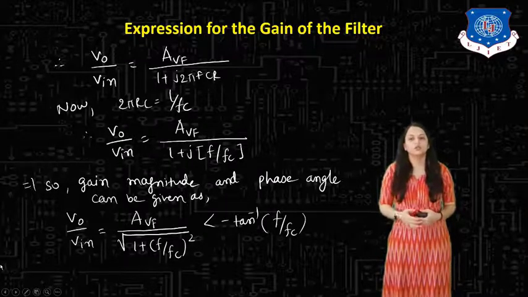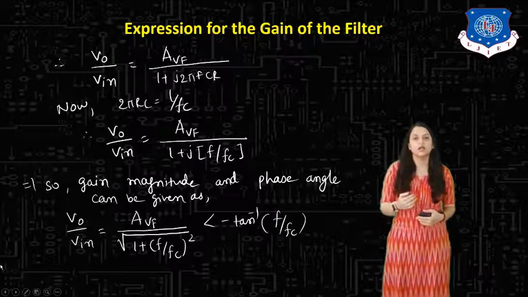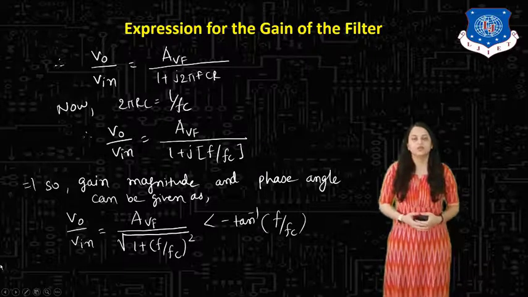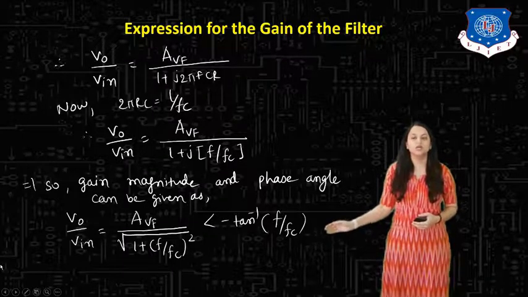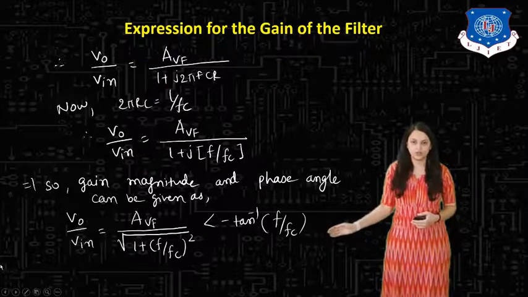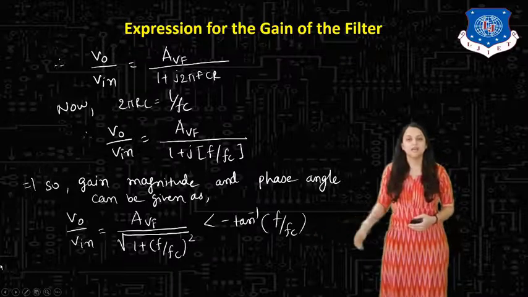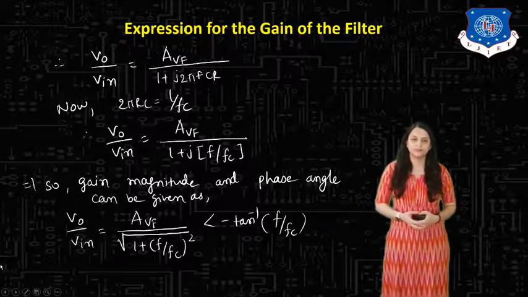So if you want to obtain the gain magnitude and phase angle, it can be given as Vo by Vin equals AVF upon under root of 1 plus (f by fc) square, and the angle is minus tan inverse f by fc.